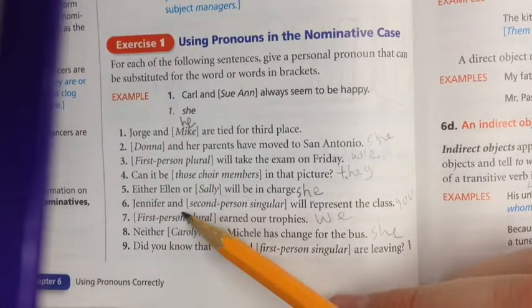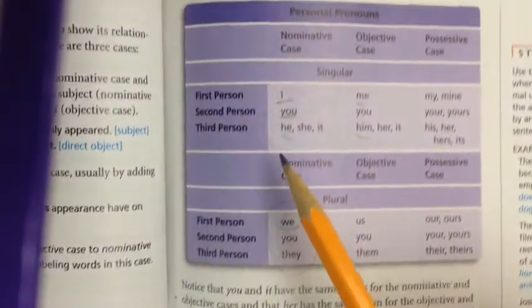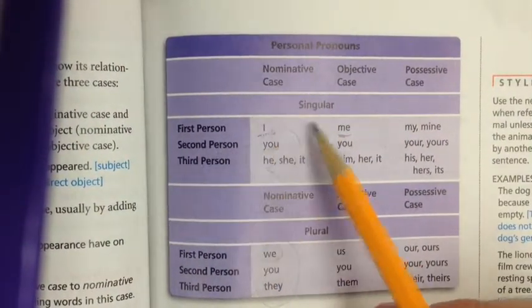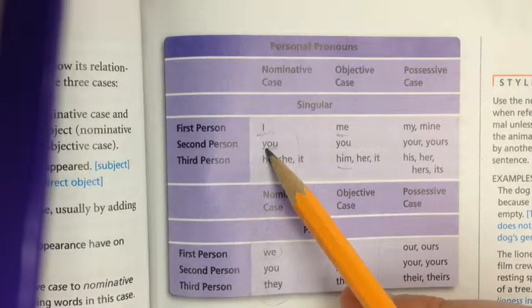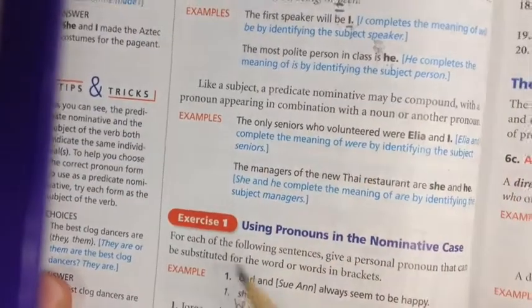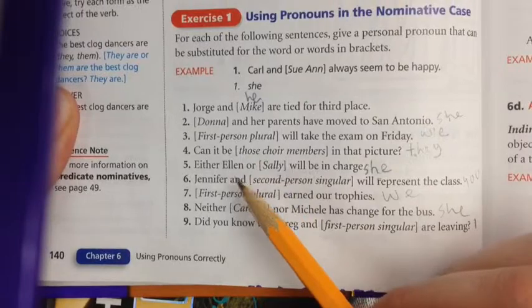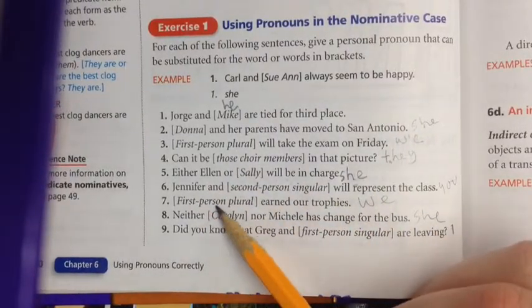Six, Jennifer and second-person singular. What the heck is that? What is second-person singular nominative? Second-person singular, nominative, you. Notice that you doesn't change between the nominative and the objective case. You is just you. Anyway, second person singular, you.